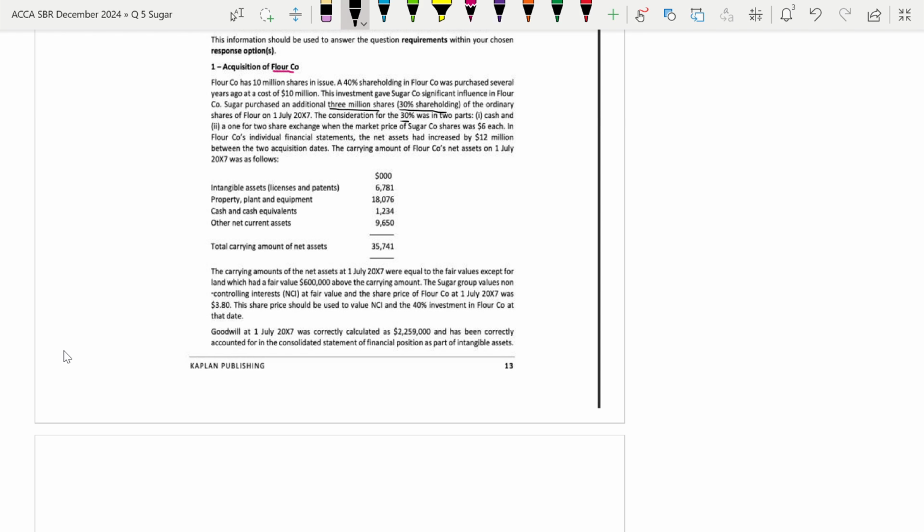One for two shares exchange. Market price is almost $6 each. In Floor's individual financial statements, the net assets have increased by 12 million. Is it in Floor's individual financial statements?